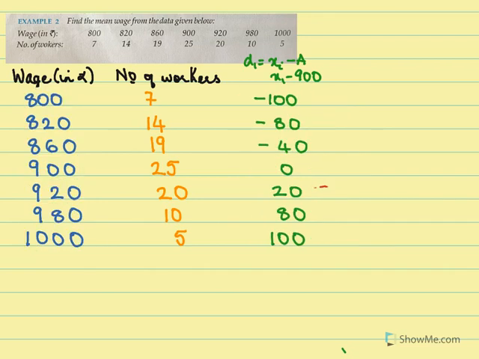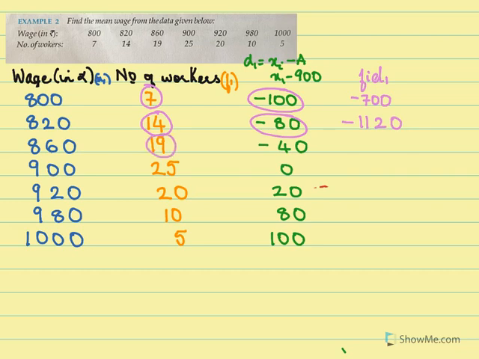For the next step, we need to find fi di, which means we need to multiply. This is my fi, and this is di. You need to multiply and you'll get minus 700. Now 14 into minus 80, and that is minus 1120. Then 19 into minus 40, and that is minus 760.